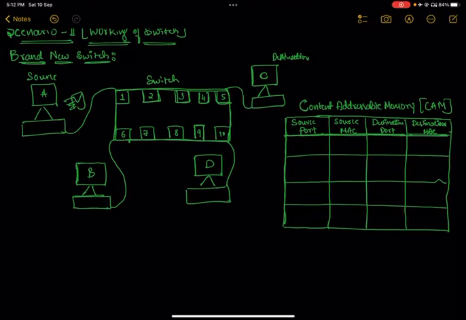Now, as our source A sends the frame, it comes to port 1 of the switch, and the switch sees that frame and tries to look for information. When the frame arrives at port 1 of the switch, it sees that, okay, as the frame has arrived at port 1, I would assume that A is connected to port 1. This is what it thinks. And then let's move on.